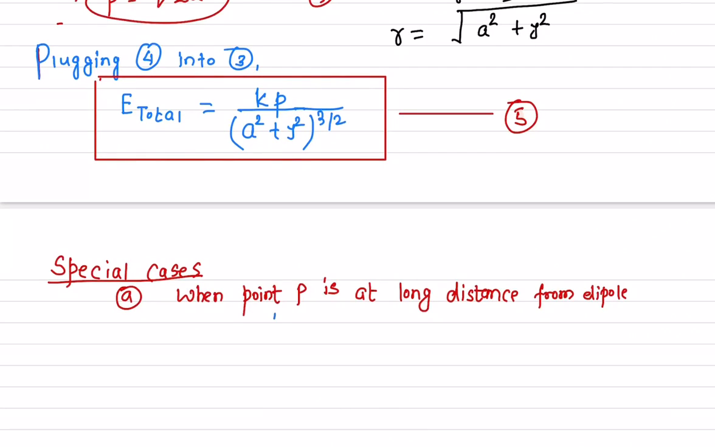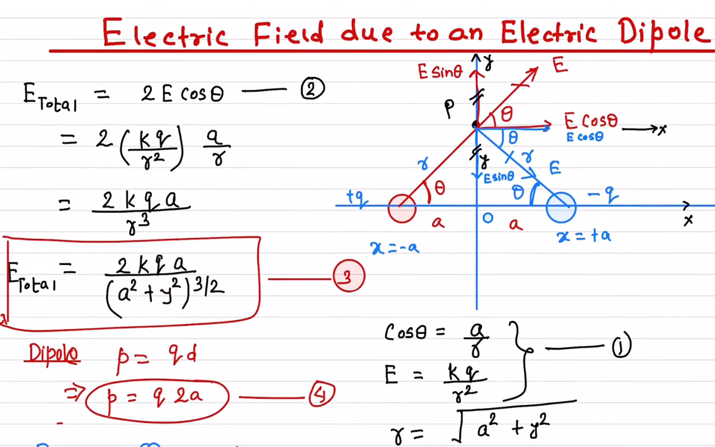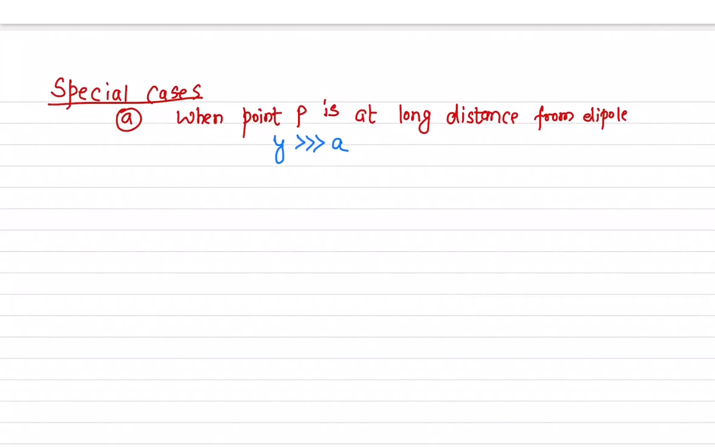Then mathematically we can write this when y is much, much greater than a. So what is y? Y is this distance. When y is much, much greater than the distance between the dipoles, or this point is very, very far from it, then y squared plus a squared is very, very close to y squared.